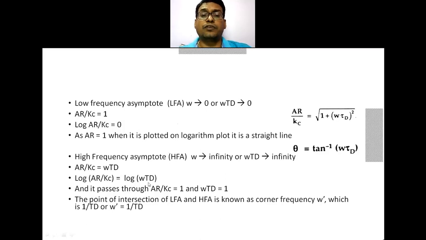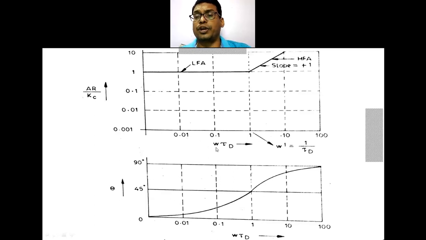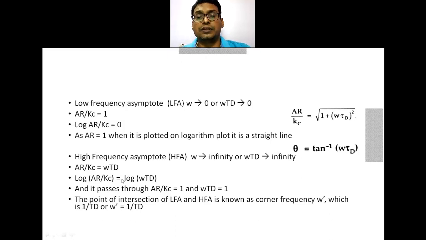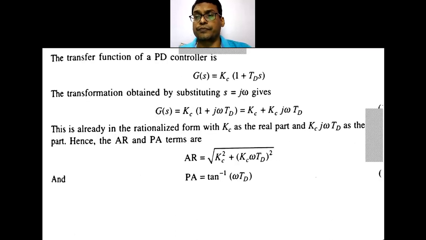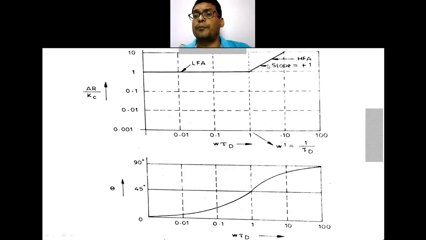So y is equal to mx plus c. Y is log of AR upon Kc and x is log of omega tau d. So that is what we have plotted, omega tau d on the x-axis. So the slope will be equal to plus 1. It's a line passing through AR upon Kc equal to 1 and omega tau d equal to 1. So it's a slope of plus 1.